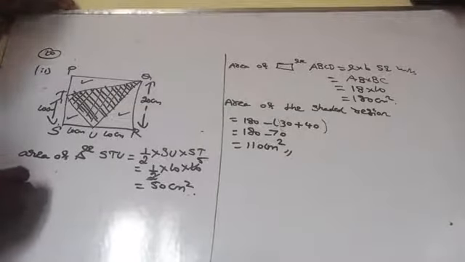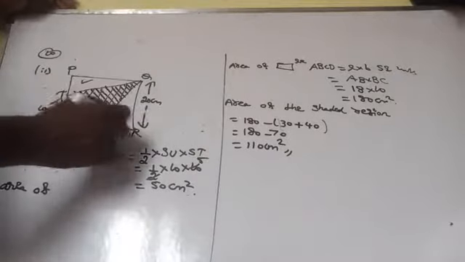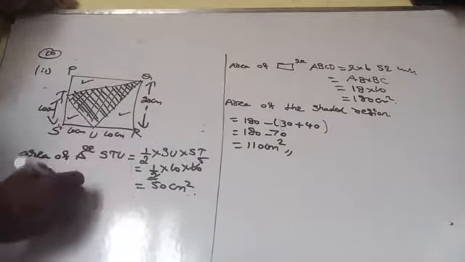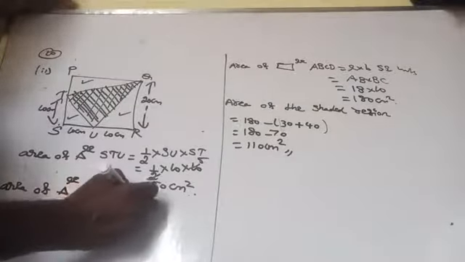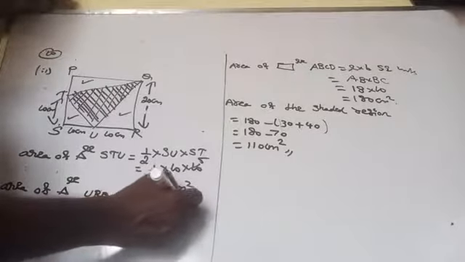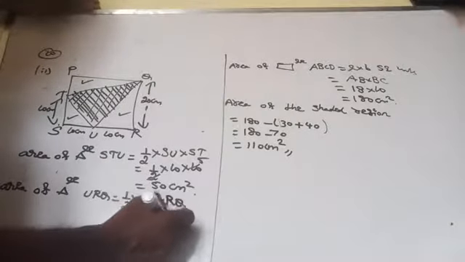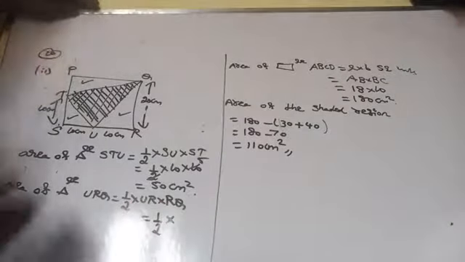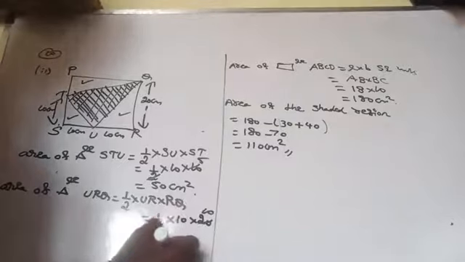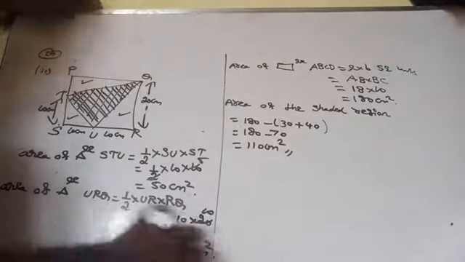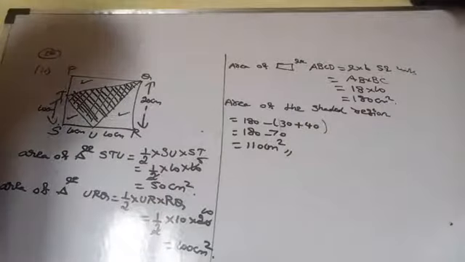Then second part. Area of triangle URQ is half into base UR, height RQ. That is half into UR into RQ. UR is 10, RQ is 20. So 1 2 is to 10, 10 twenties are 200... that is, half of 20 is 10, 10 tens are 100 centimeter square. That is the area of triangle URQ, 100 centimeter square.